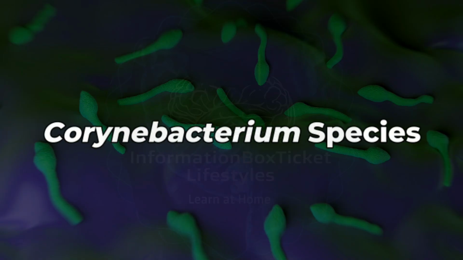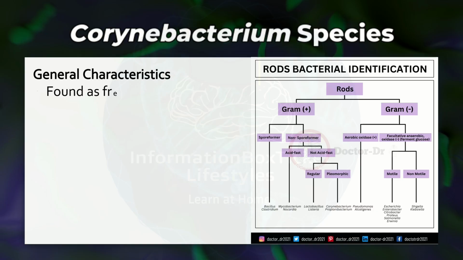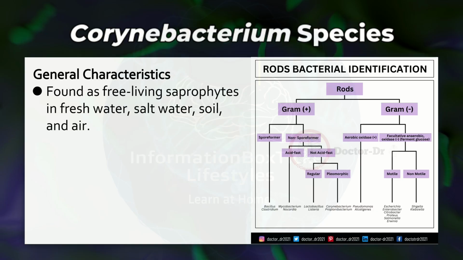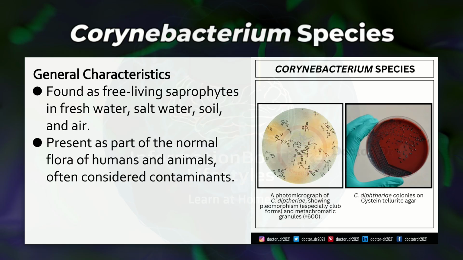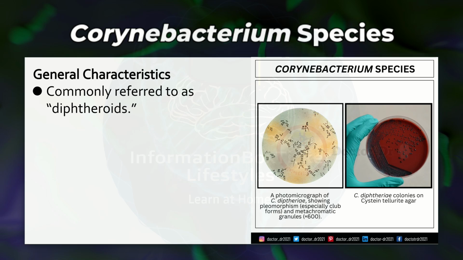Corynebacterium species. General characteristics. Found as free-living saprophytes in fresh water, salt water, soil, and air. Present as part of the normal flora of humans and animals, often considered contaminants. Non-motile, non-capsulated, facultative anaerobes, commonly referred to as diphtheroids.